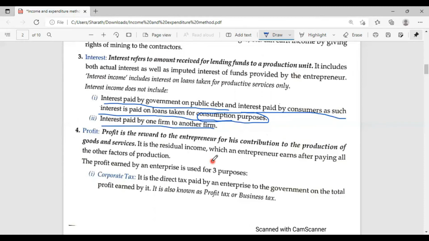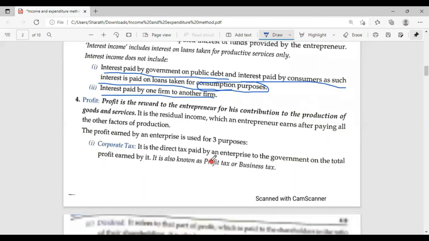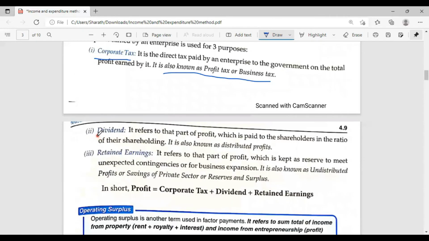Okay, so while you are deriving a profit, what and all you need to add back to get the profit of an entrepreneur? You have to add corporate tax to get profit volume. Corporate tax is also considered as profit tax and business tax. This tax is collected by the government. Then dividend. Dividend is nothing but a portion of profit which is being declared to the investors. They also call this a distributed profit. When you add all the dividend, you can derive the volume of profit.